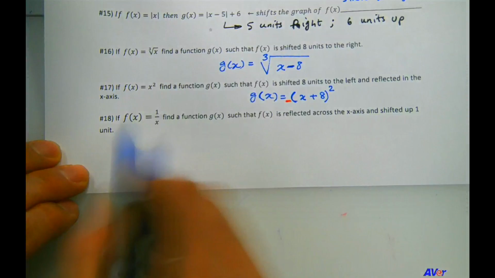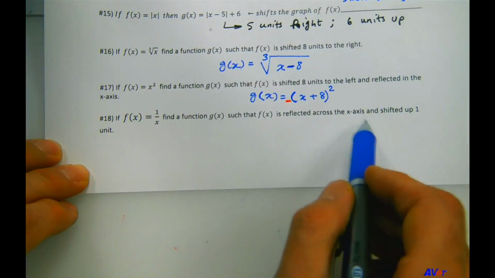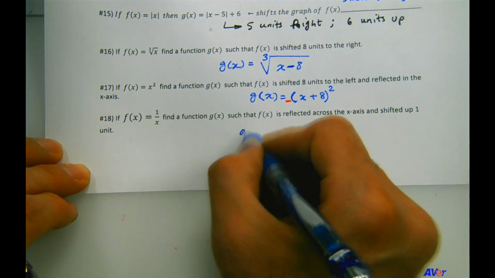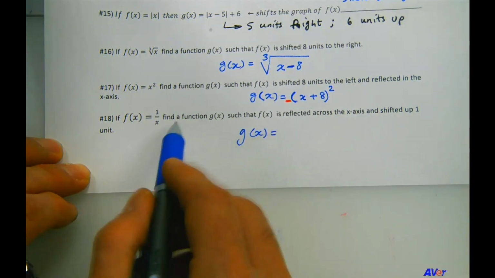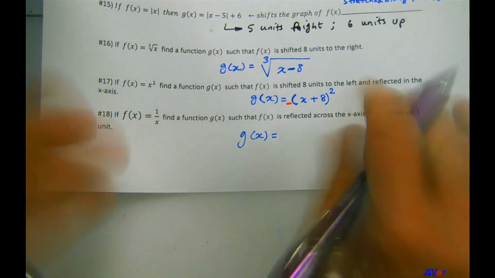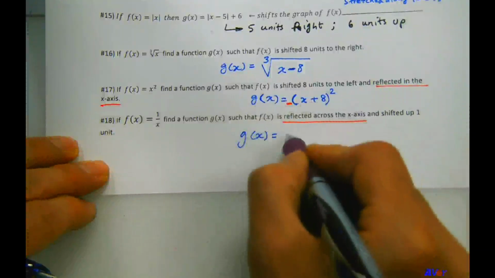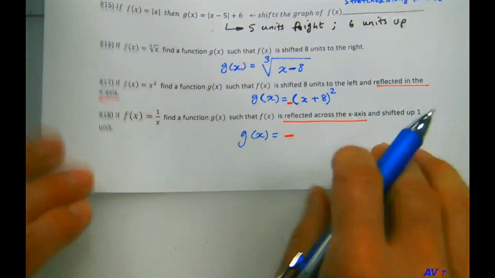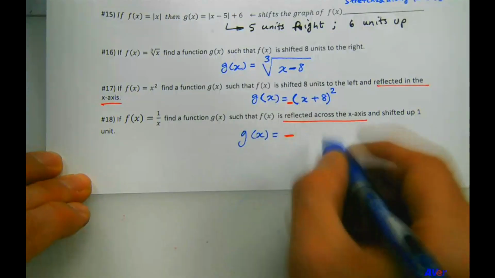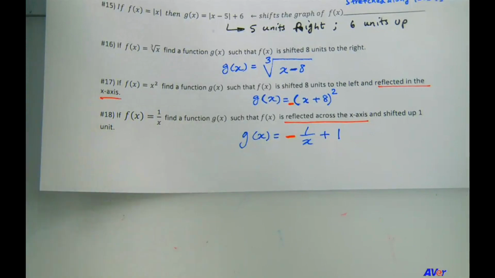18, given f of x equals 1 over x, find the function g of x such that f of x is reflected across the x-axis and shifted up 1 unit. So g of x is equal to reflected across the x-axis, so minus, and shifted up 1 unit. So minus 1 over x plus 1. Okay.